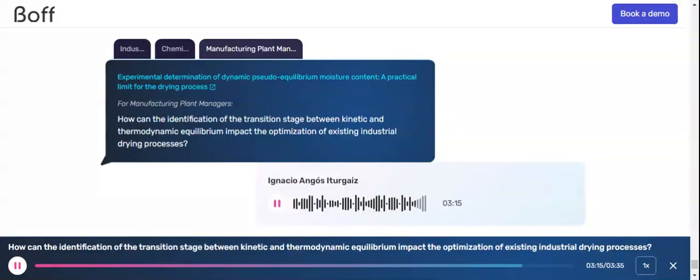Since the dryers are designed to work within the kinetic stage of drying, limiting the kinetic model to its actual limit could make the simulation model more accurate, increasing its predictive capability.